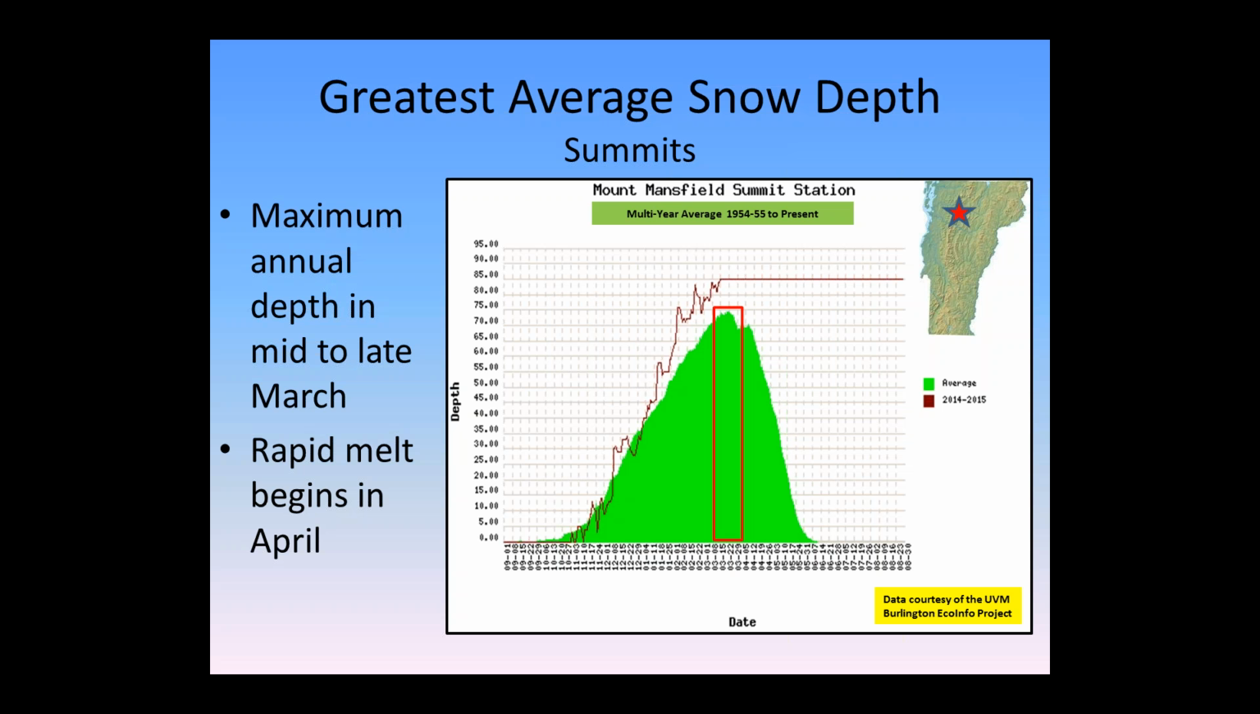The very, very typical type of climatology, even on a high snow year or a low snow year. These are very dependable averages, and we look for the summit peak snow depths to occur, again, in late winter, mid-March, late March type of time frame. Rapid melt begins in April.